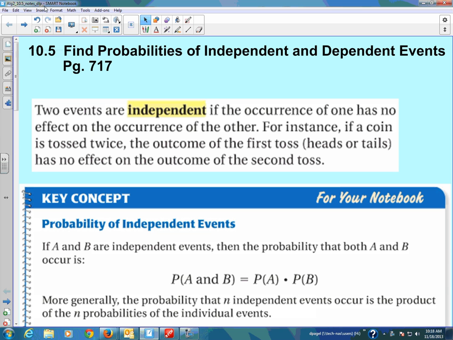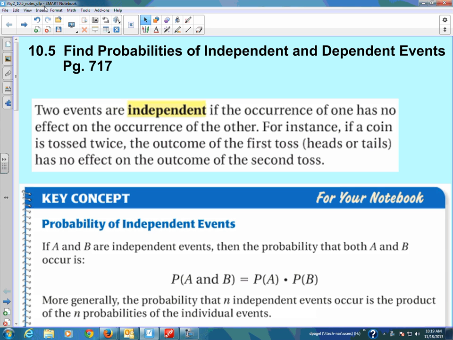Section 10.5, finding probabilities of independent and dependent events. All right, where have we come from? Well, we've looked at how to come up with various number of ways to count items. We've talked about permutations, we've talked about combinations and how permutations rely on an order, combinations do not. And those counting principles would have been like groups of items.